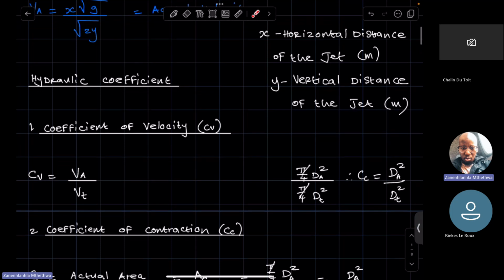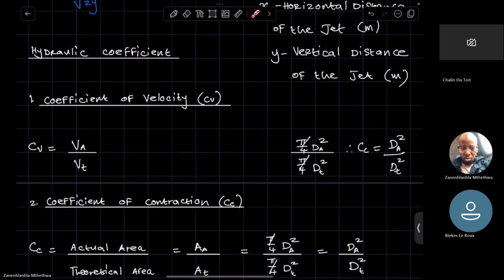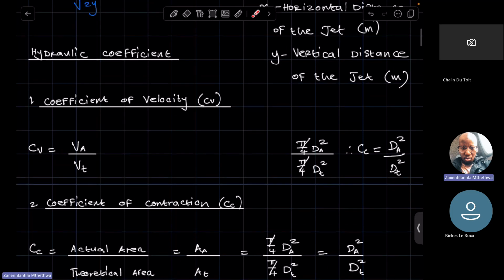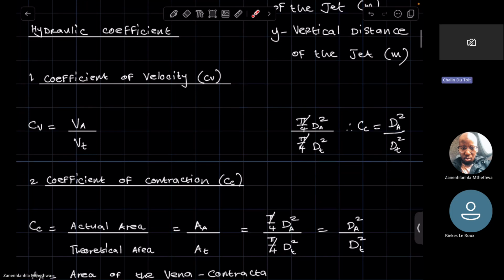All right, let's look at hydraulic coefficients. Now we get 3 hydraulic coefficients. You get the coefficient of velocity, the coefficient of contraction, as well as the coefficient of discharge. Each of these coefficients, how we express them mathematically, will always be actual over theoretical. So, for instance, the coefficient of velocity, denoted as CV, is based on the theoretical and actual velocities.